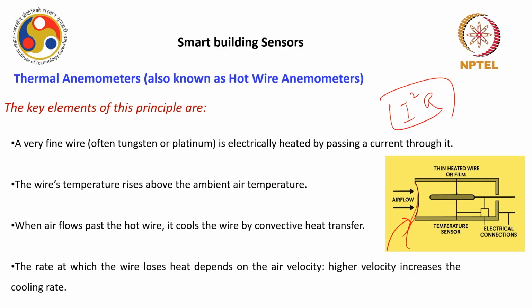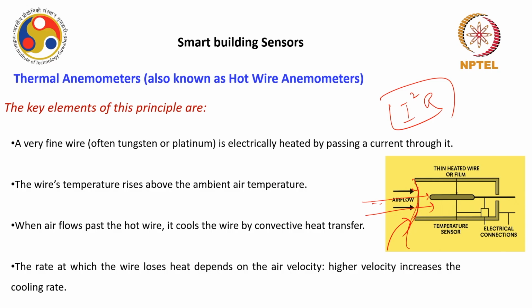Since you are utilizing it to measure the air flow, this will be placed in such a way that the air is flowing across it. When this air flows past the hot wire, it cools the wire by convective heat transfer. The air is at a cooler temperature compared to the wire, because I have heated the wire by passing the current. By convection, this air will carry heat.